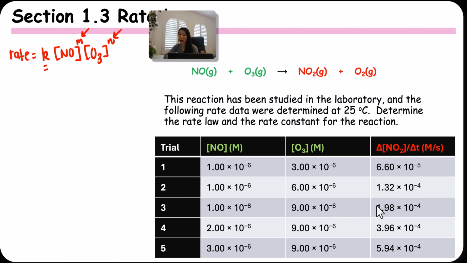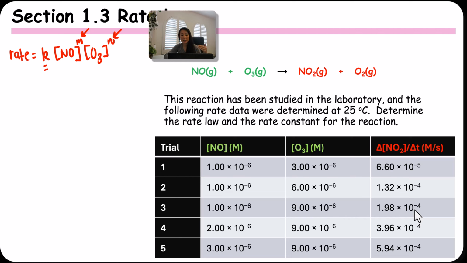Let's look at the reaction rate. When ozone has doubled, you'll see that the reaction rate also has doubled: 6.60 times 10 to the negative 5 and 1.32 times 10 to the negative 4 shows that it has doubled. If you don't believe me, dividing 1.32 times 10 to the negative 4 by 6.60 times 10 to the negative 5 will give you approximately 2. Here's a triple, going from 3 to 9. So it has tripled. And over here, going from 6.60 times 10 to the negative 5 to 1.98 times 10 to the negative 4 shows it has tripled.